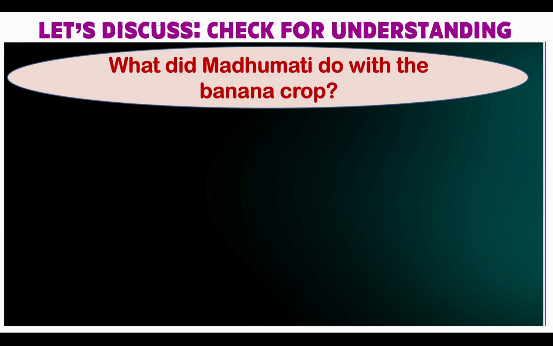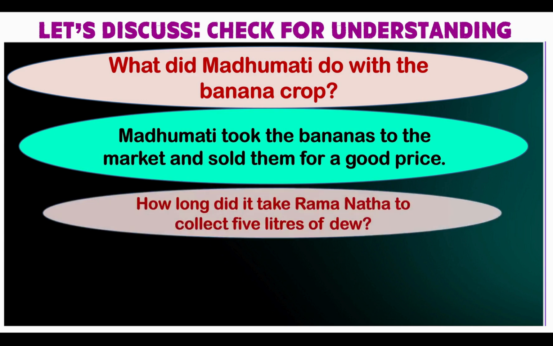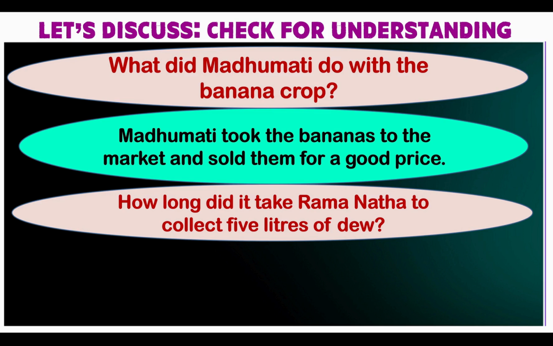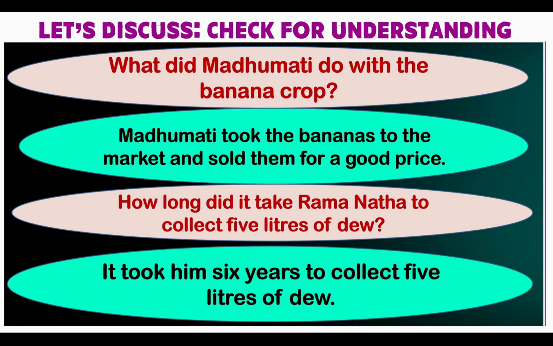Now let's check how well you understood. What did Madhumati do with the banana crop? Madhumati took the bananas to the market and sold them for a good price. How long did it take Ramnatha to collect 5 liters of dew? How long, children? 5 or 6 years? Yes, it took him 6 years to collect 5 liters of dew. Now let's see what happened after collecting the dew.